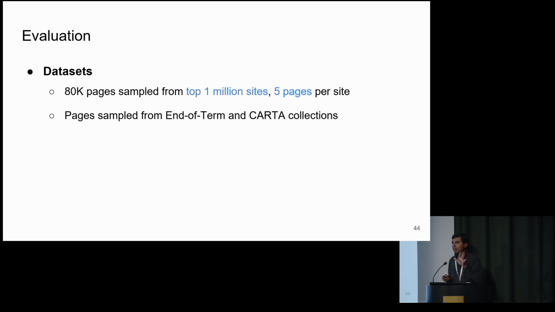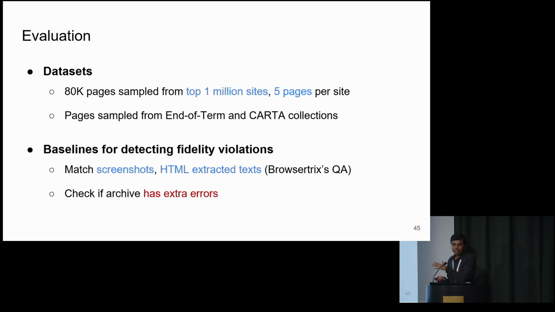So let me give you a high-level overview of some of our results. We have done so far evaluation on a corpus of about 80,000 web pages, which are sampled from the top 1 million websites. We also applied this technique on a bunch of web pages, both from the End of Term collection as well as the Carta collaborative art archive collections. We compare this with some of the techniques used by browsers as an existing baseline. And we also look at whether loading the archived copy reports any extra errors not seen when crawling the page, that might perhaps also be indicative of problems.